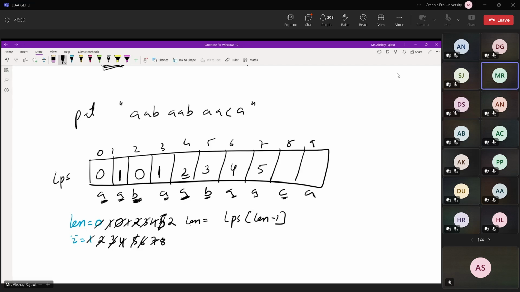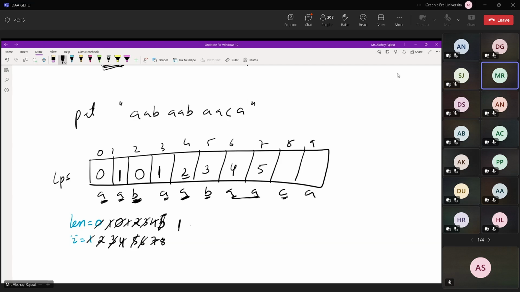So now you see, we have already matched these two A's, and it is directly asking to match this B with this C. Are these equal? No. These are not equal. Again, len is 0. No. So len equals LPS of len minus 1. So LPS of 1 is 1. So this will become 1.